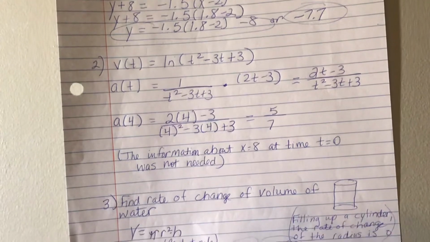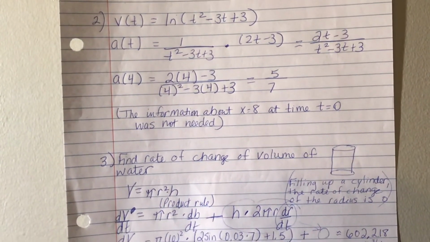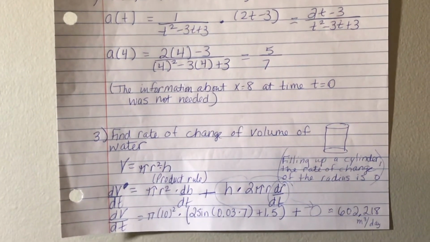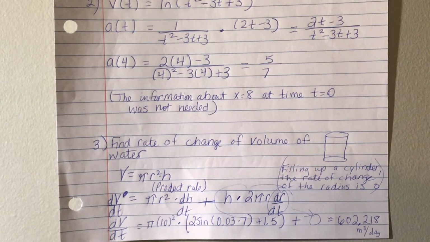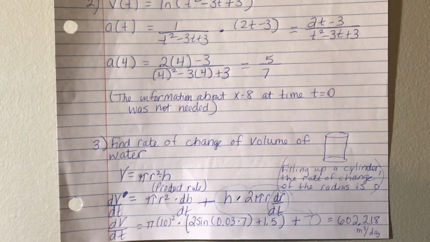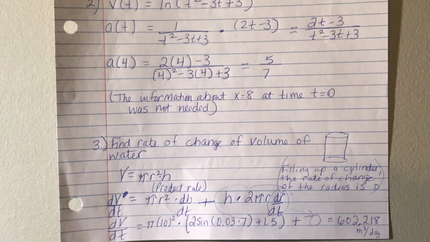Question 3. Rate of change of the volume of the water. So you could look up how to find volume of a cylinder if you needed to. I'm sure it's in your notes somewhere from this unit when we did unit 4. I take the derivative of the volume equation with respect to time, and then I am plugging in things.